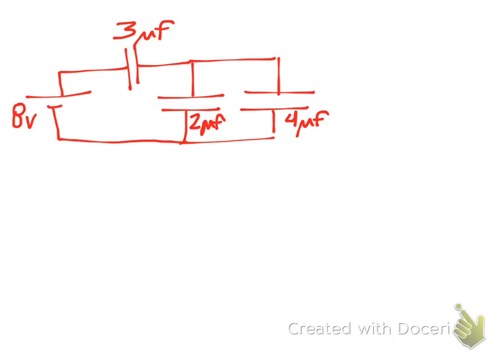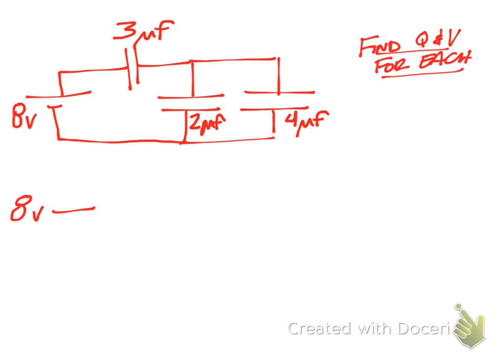So what we want to do, and we'll write down some goals over here, find Q and V for each capacitor. And this is the same method that we're going to use when we start talking about resistors. So the first thing we want to do is simplify that parallel branch. So we got 8 volts for our battery. Coming through here, we have our 3 microfarad capacitor that we're not going to do anything to.